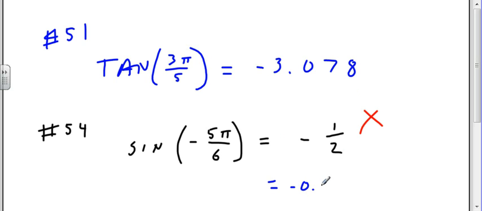Minus 0.5, 1, 2, 3. There we go. That's the correct answer. Minus a half would obviously be wrong.